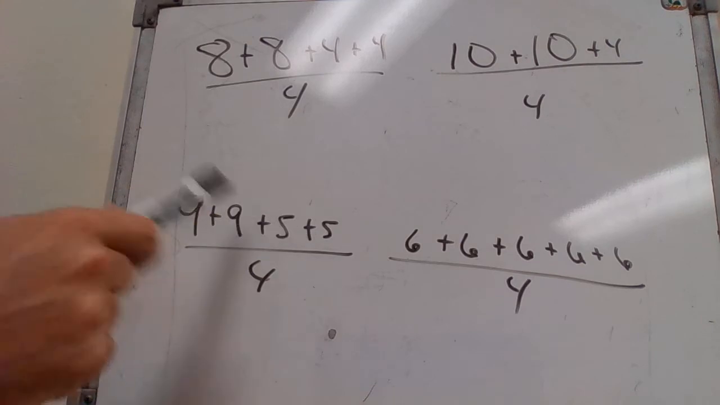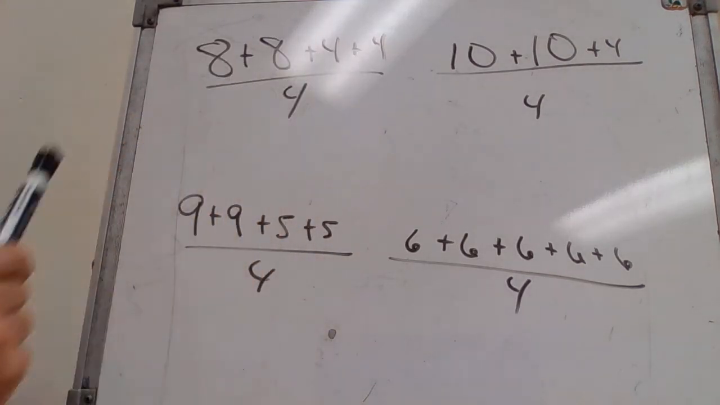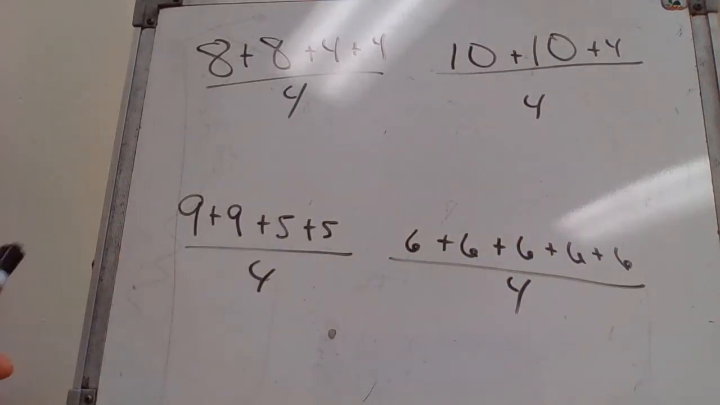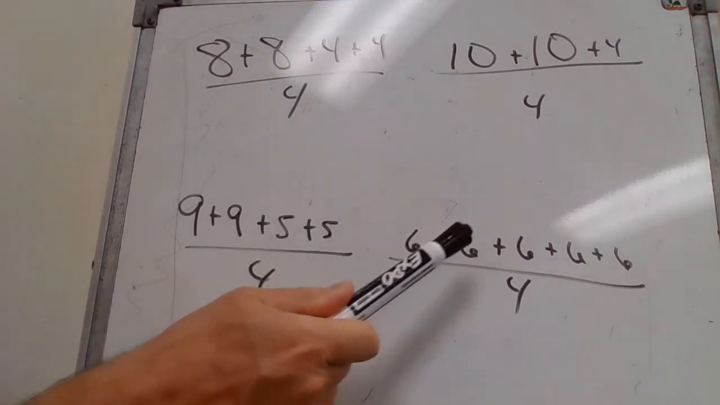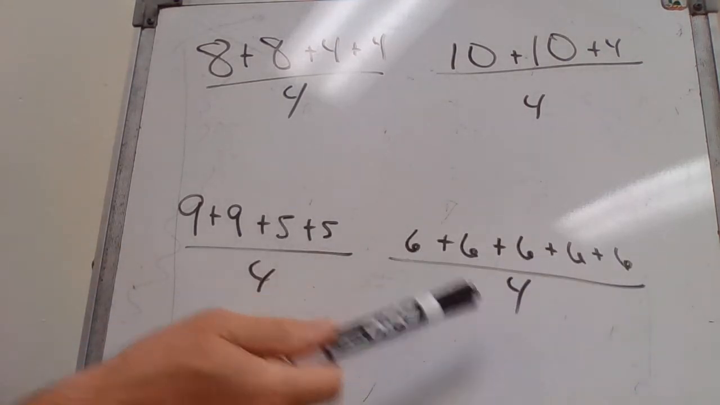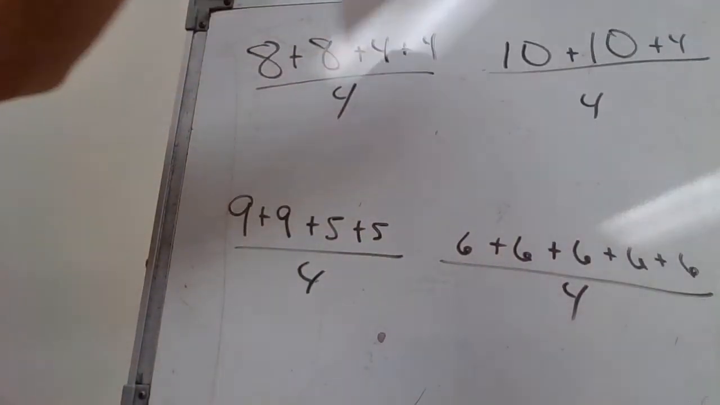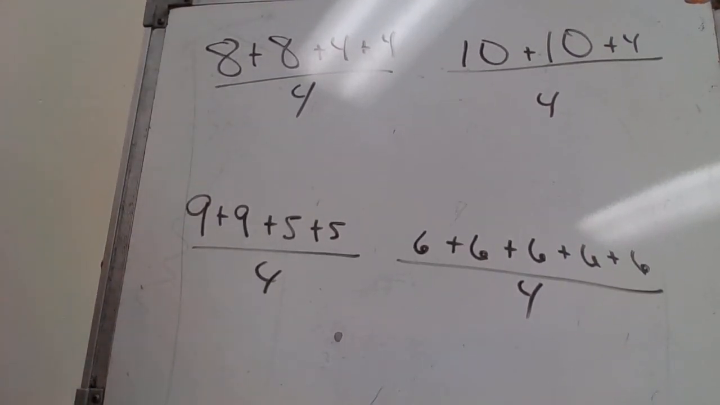So we've got four little expressions here. 8 + 8 + 4 + 4 over 4. 10 + 10 + 4 over 4. 9 + 9 + 5 + 5 over 4. 6 + 6 + 6 + 6 + 6 over 4. Okay, so the question asks us which expression does not belong. Be prepared to explain your reason.